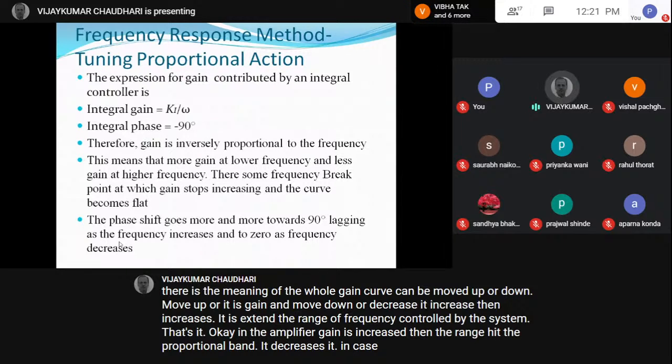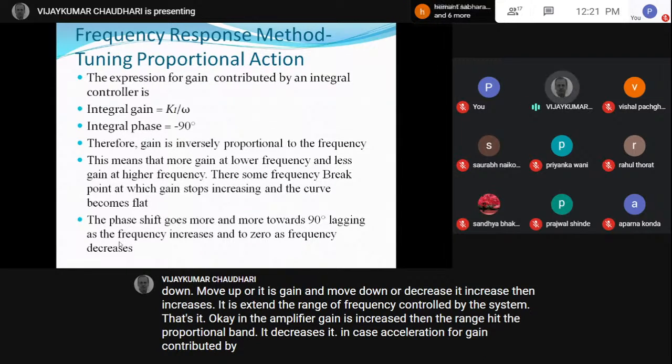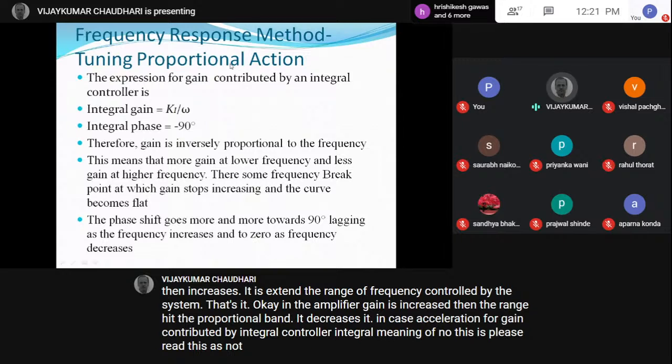Expression for gain contributed by integral controller. Please read this as integral, not proportional. Please read this as integral controller.